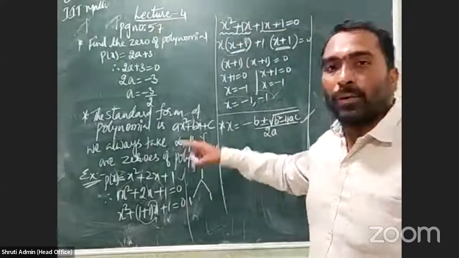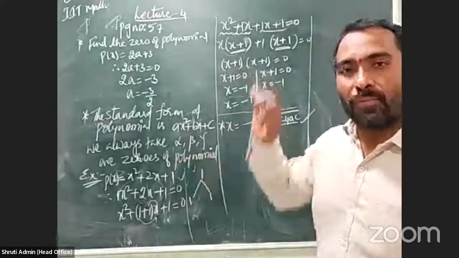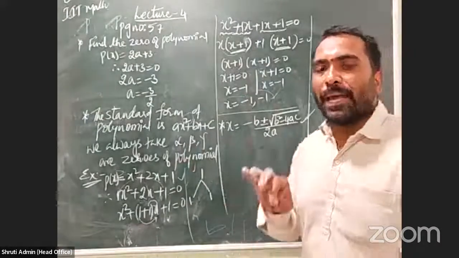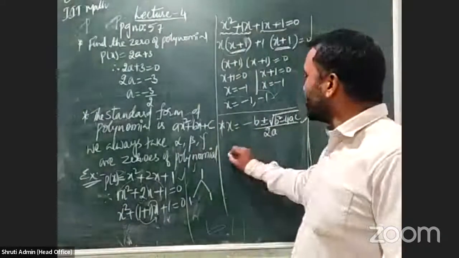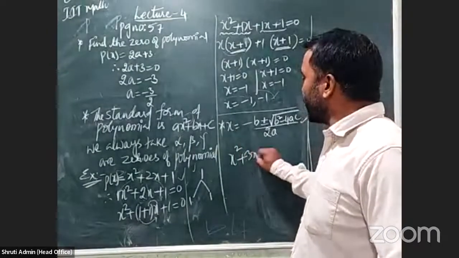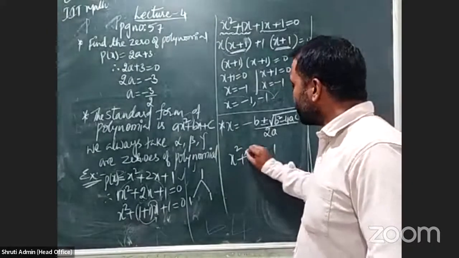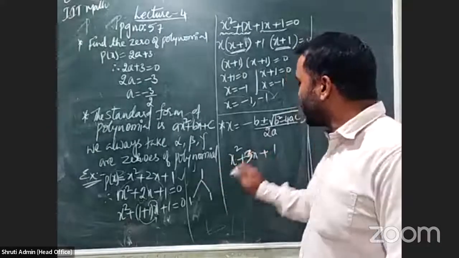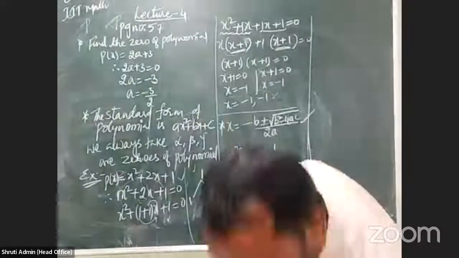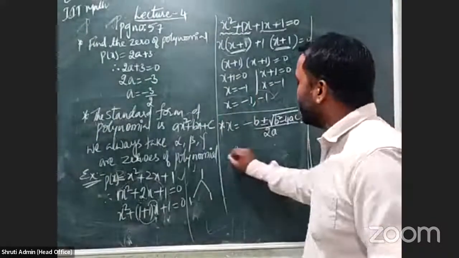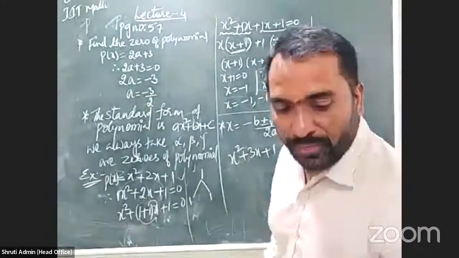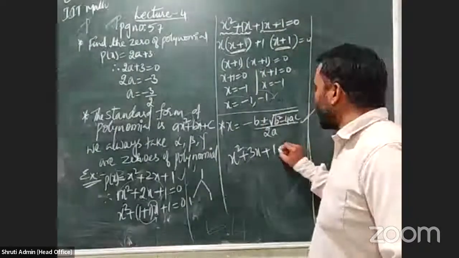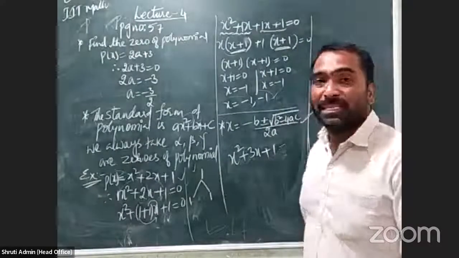But here, only this factorization method we have to apply. But sometimes factorization is not possible. For example, suppose I take x square plus 3x plus 1. Just see, x square plus 3x plus 1. So we have to find the zeros for this polynomial.